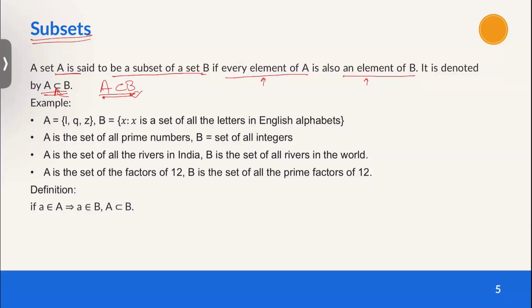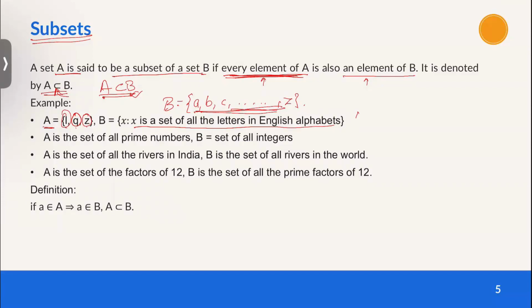Okay. So this example will clarify what a subset is. Say we have a set A which has elements L, Q, and Z, and a set B which is the set of all the letters in the English alphabet. So B will be A, B, C, and so on till Z, right? Now we have to check whether all the elements of A are there in B or not. A has L, yes, L will be there in this set. A has Q, yes, Q will be there in the set B, and A has Z, yes, Z will also be there in the set B.